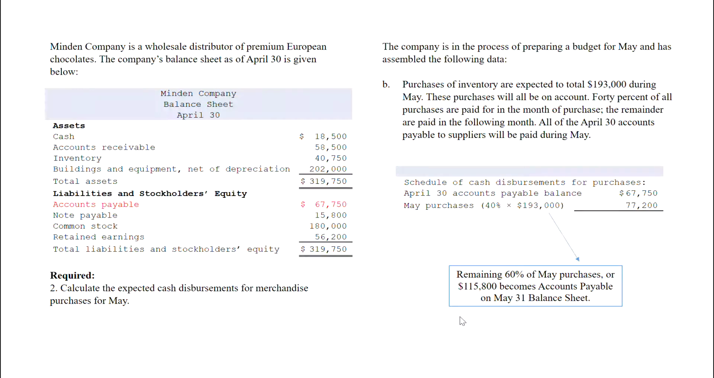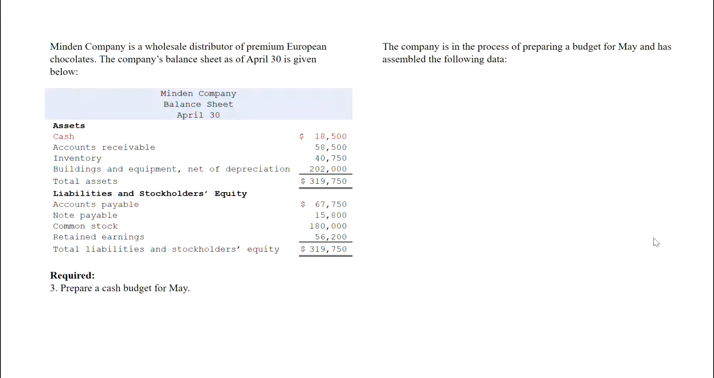and jot that down. Going back to our problem, the April purchases that are paid for in May is $67,750. The May credit purchases that are paid for in May is $77,200. Add those two together, our total cash disbursements related to inventory is going to be $144,950. So far, point 1 and 2 we've tackled. Let's go ahead and move on to point 3, where we pull together the whole entire cash budget. What's our starting point?